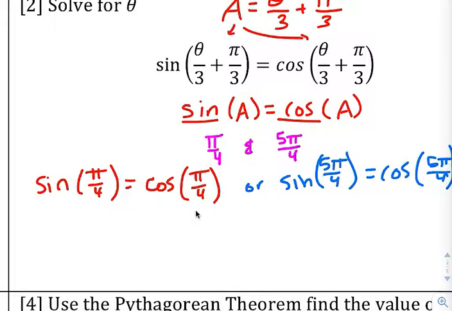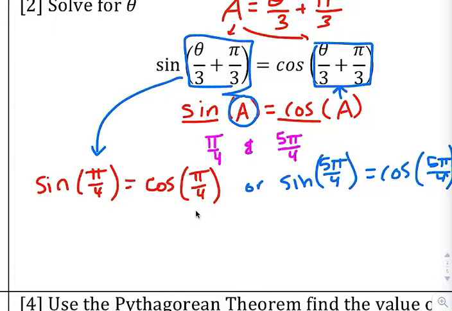And so this is going to actually help us solve for theta, because we just said alpha, or a here, is equal to this expression. But that expression also has to be equal to pi over 4. Same thing with this. We said alpha is equal to this expression, and that expression could also be equal to 5 pi over 4.